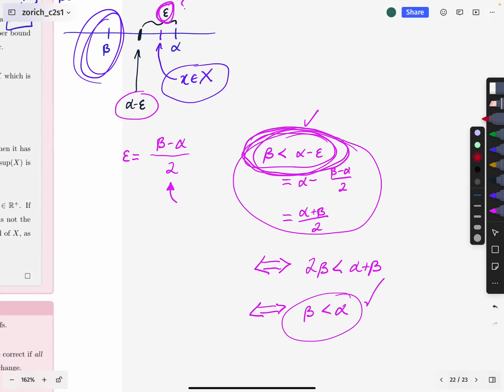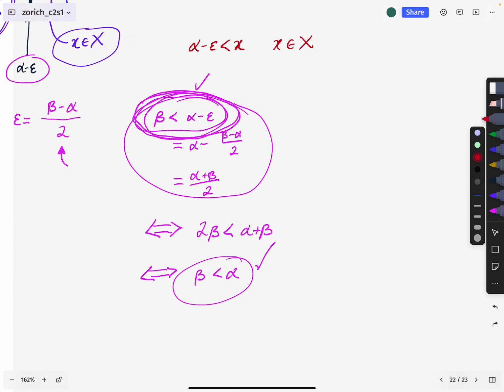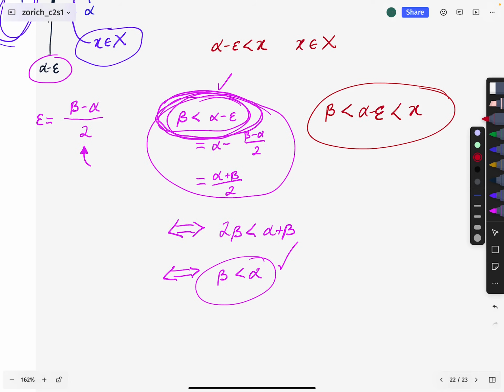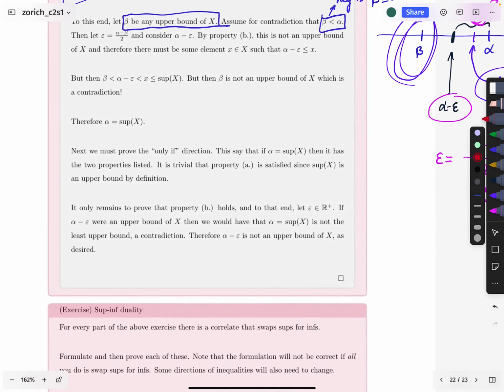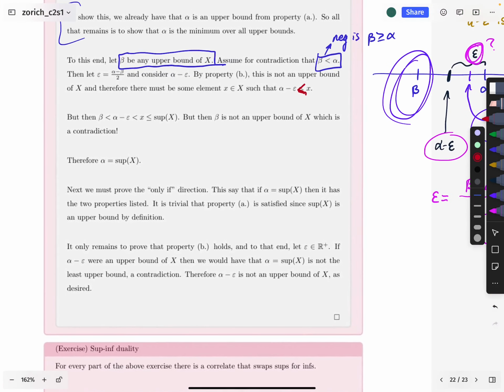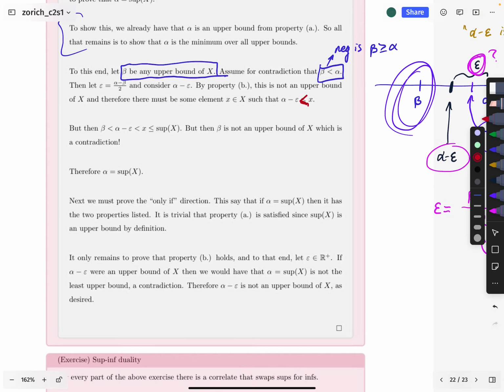Moreover, as we've already remarked, we know that alpha minus epsilon is not an upper bound, and therefore there exists some element x in big X such that little x is strictly bigger than alpha minus epsilon. And finally, the contradiction follows, because the contradiction that we were planning on all along is that beta is strictly less than alpha minus epsilon, and alpha minus epsilon is strictly less than x. So beta is both an upper bound, but also smaller than some element in X, which is a contradiction. So there we have it. This is a strict inequality, and so we get a contradiction, which tells us that alpha is the least of all the upper bounds, and therefore alpha is the sup. Okay, cool. So that ends the if direction of the proof.